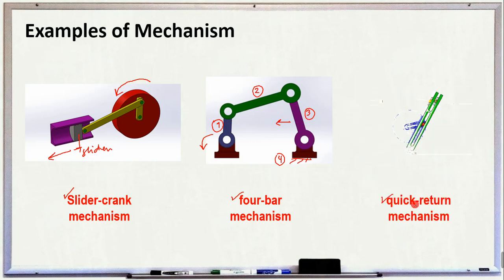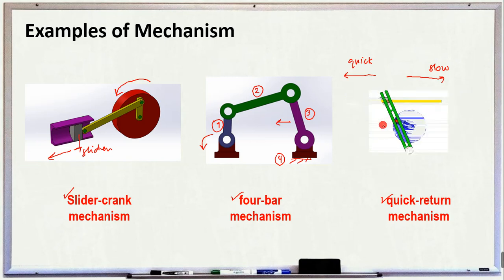And then we also have here the quick return mechanism. This mechanism is nice, if you observe its movement, when it goes forward, its movement is slow. However, when it returns, it is very quick. That is why it is called a quick return mechanism. This mechanism is used in the shaper machine.